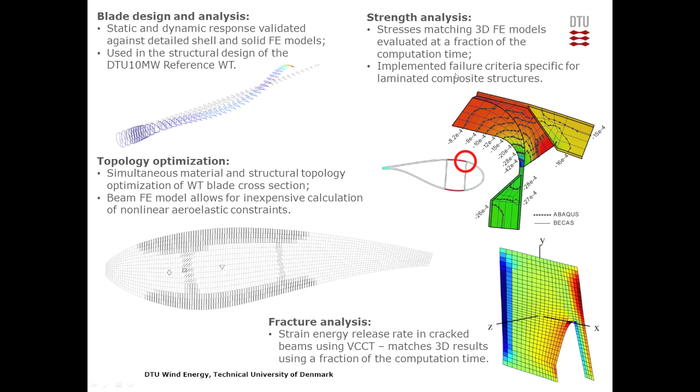We have recently also concluded implementing some failure criteria specific for laminated composite structures, maximum stress, maximum strain. We have in the past, and now this is some ongoing work also, used this for topology optimization of wind turbine blades, where we are interested in defining a domain, which is the cross-section, and distributing the material therein. The interesting thing is really to explore the fact that the beam model is so much more efficient to include aeroelastic constraints, which using 3D models is not possible.